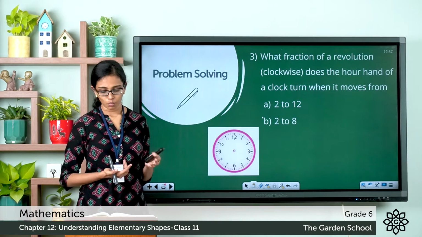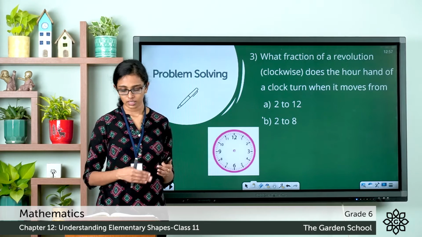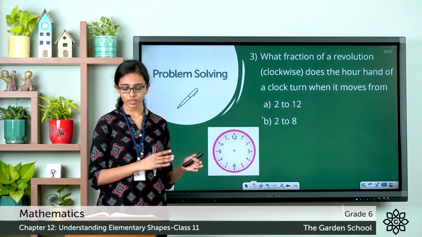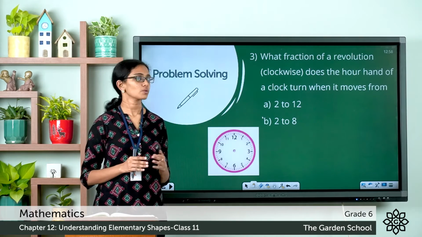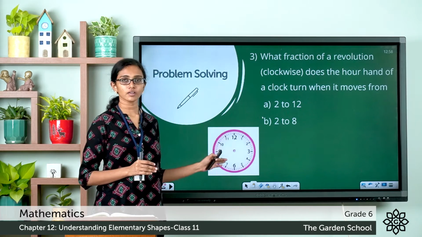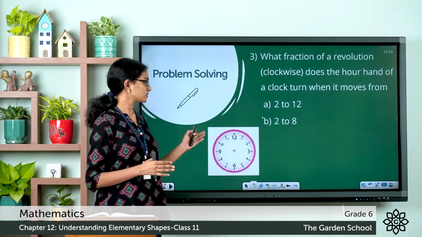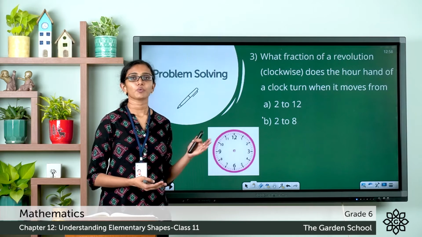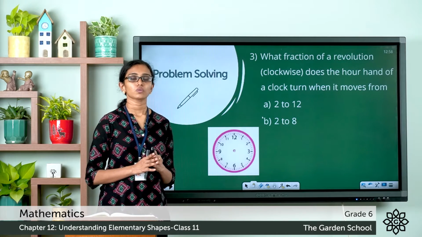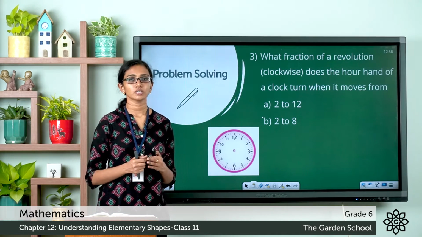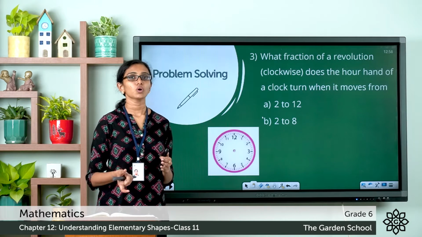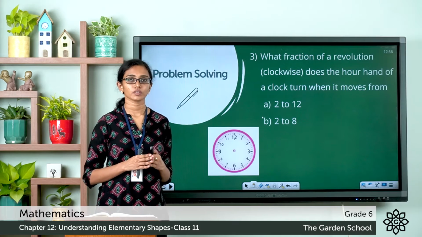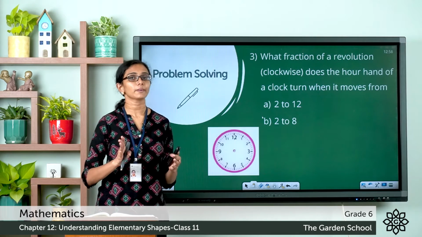It's question number 3. What fraction of a revolution in the clockwise direction does the hour hand of a clock turn when it moves from 2 to 12? So here you can see a picture of a clock, and there are 12 divisions here. Now imagine both the hour hand and the minute hand are pointing to 12. Now to complete one full revolution, the hands have to move in the clockwise direction and come back to their initial position. So that would be one full revolution or one complete turn.